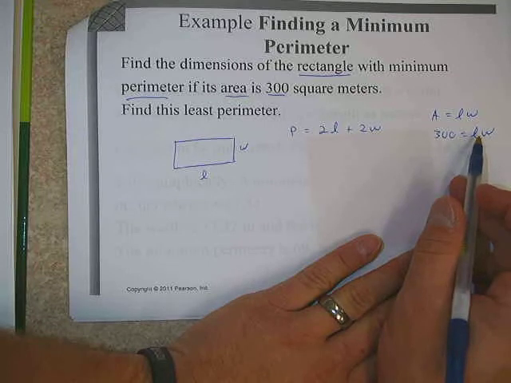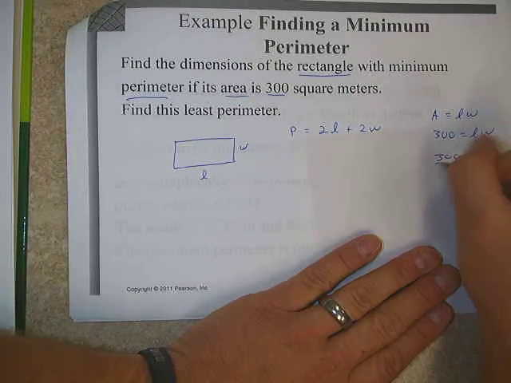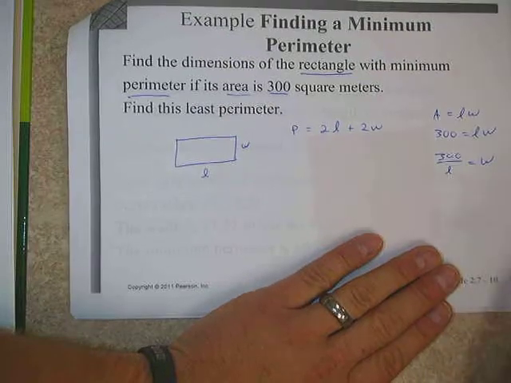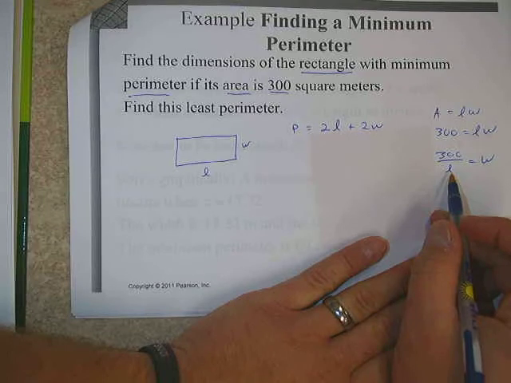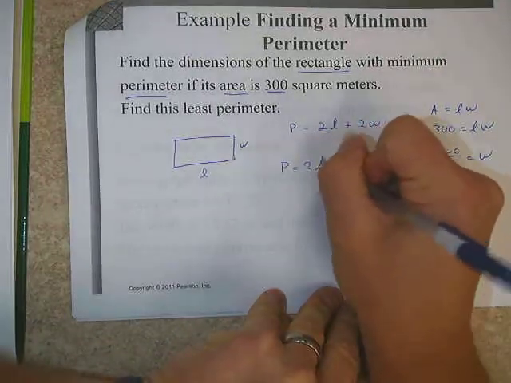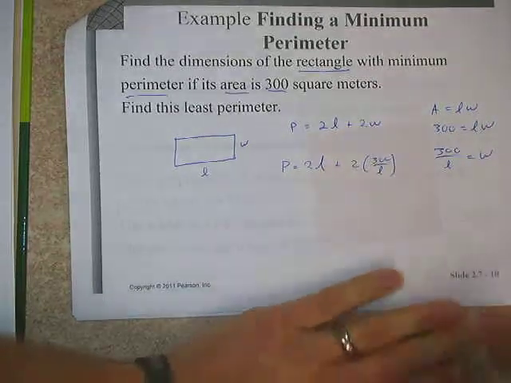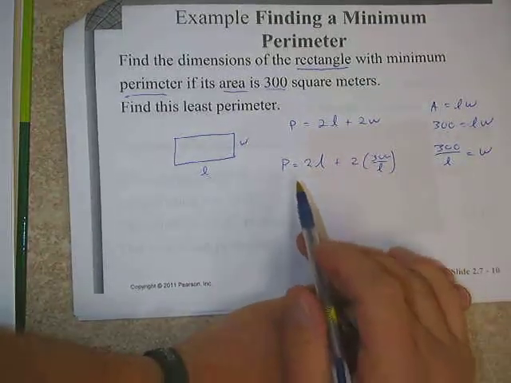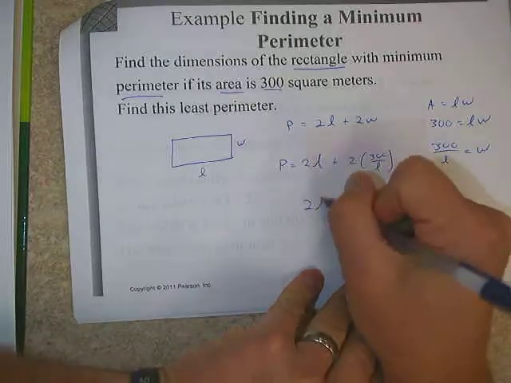And what we can do now that we have two equations with two variables is solve this equation for one of the two variables and then plug it into the perimeter equation. So if we say 300 divided by L equals W, we can take that expression and plug it in for W. That means our new equation becomes 2L plus 2 times 300 over L.